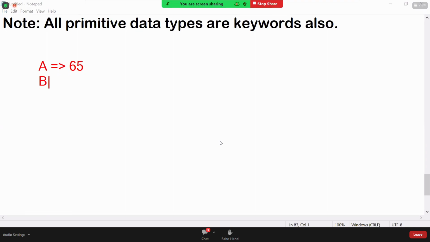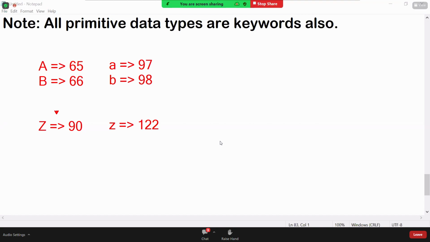If you write capital B, that number is 66. Like that, capital Z is 90. If you write small a, that number is 97. Small b is 98. Small z is 122. So capital letters have ASCII codes 65 to 90, and small letters have ASCII codes 97 to 122.